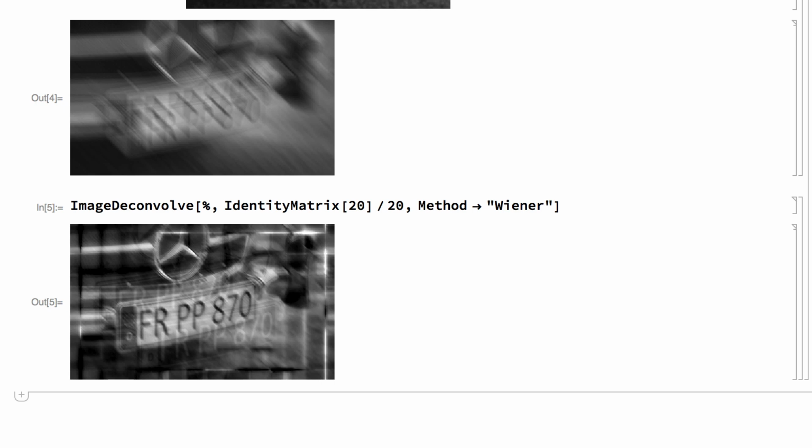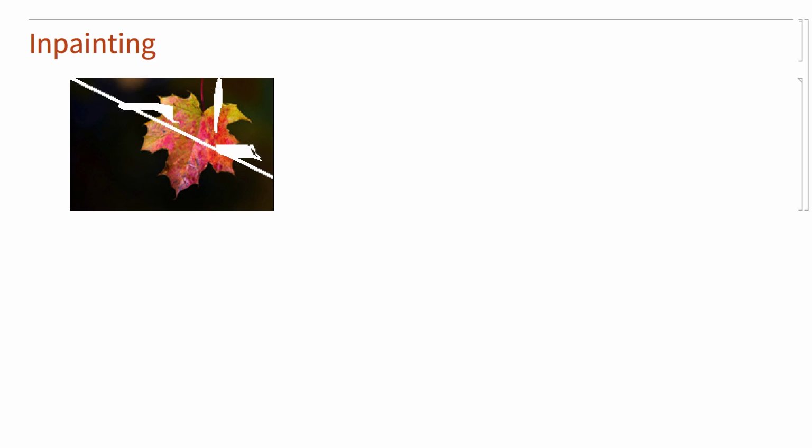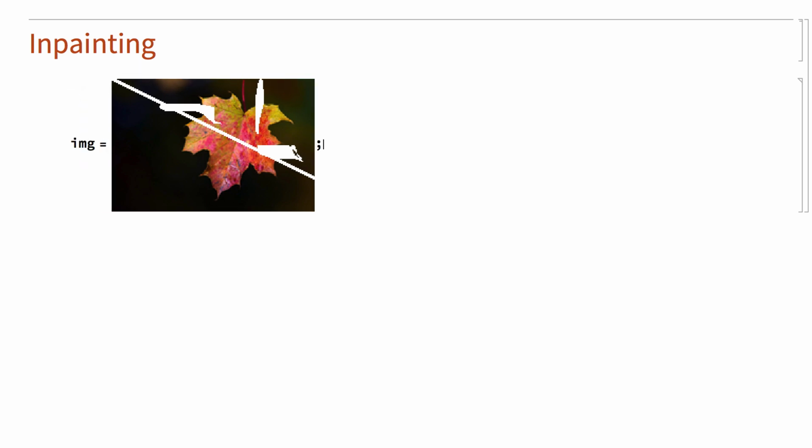One special method of image enhancement is a method called inpainting, which can be used for noise reduction but is really designed for restoring or retouching specific regions of an image. For example, here is an image with some missing pixel values, such as might be due to noise or damage to the image or various other problems.